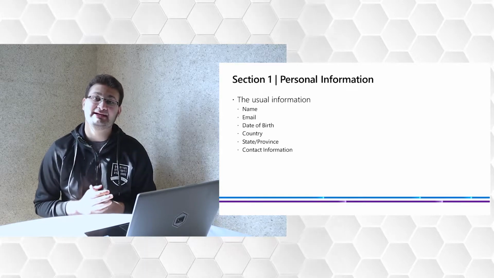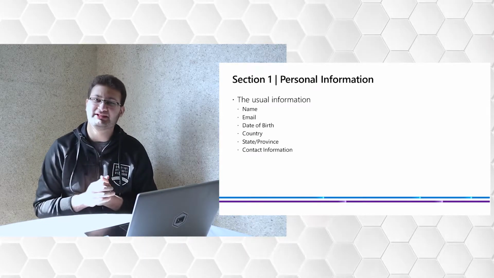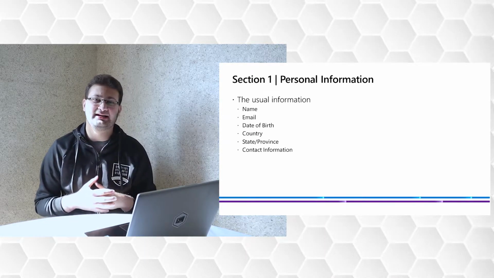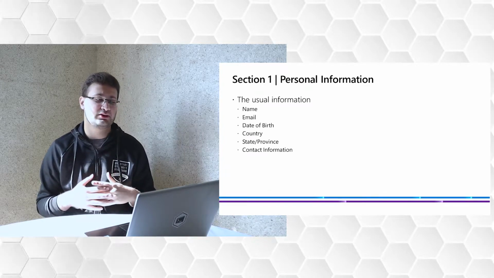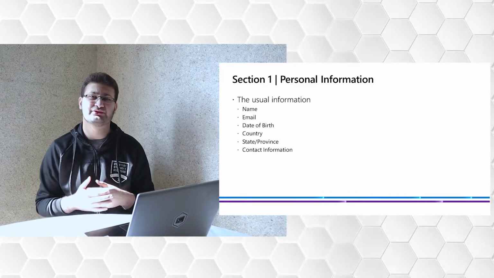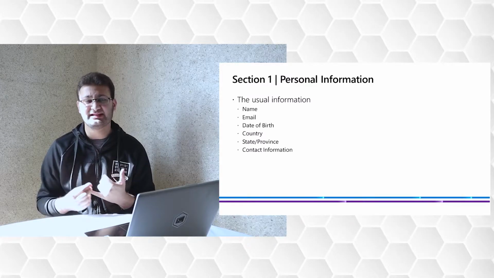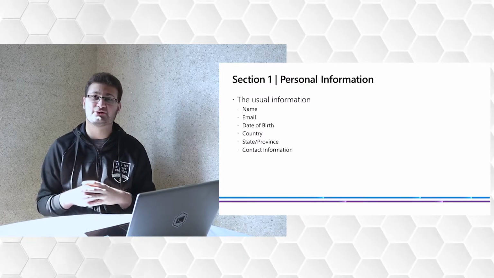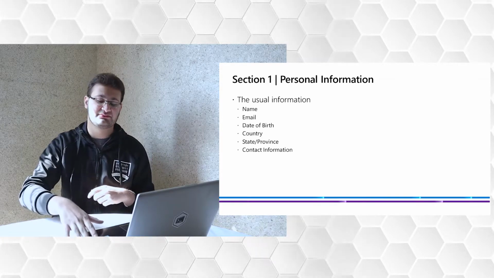First thing is section 1, which is personal information. It's quite a straightforward section in which you have to just provide your basic information about your name, email, date of birth, country, state province, and contact information. So this is just basic stuff.